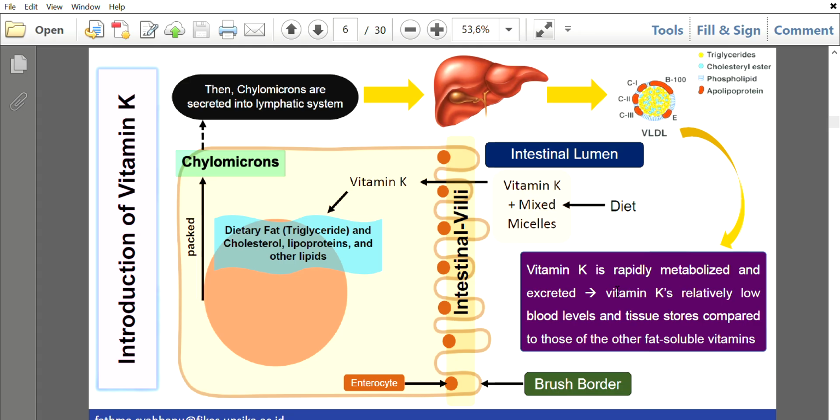So that's why vitamin K has relatively low blood levels and tissue stores compared to those of the other fat-soluble vitamins. Because vitamin K is rapidly metabolized and excreted in the urine or feces, its concentration in the blood and tissue stores is lower than those of the other fat-soluble vitamins, such as vitamin E, vitamin B, and also vitamin E.